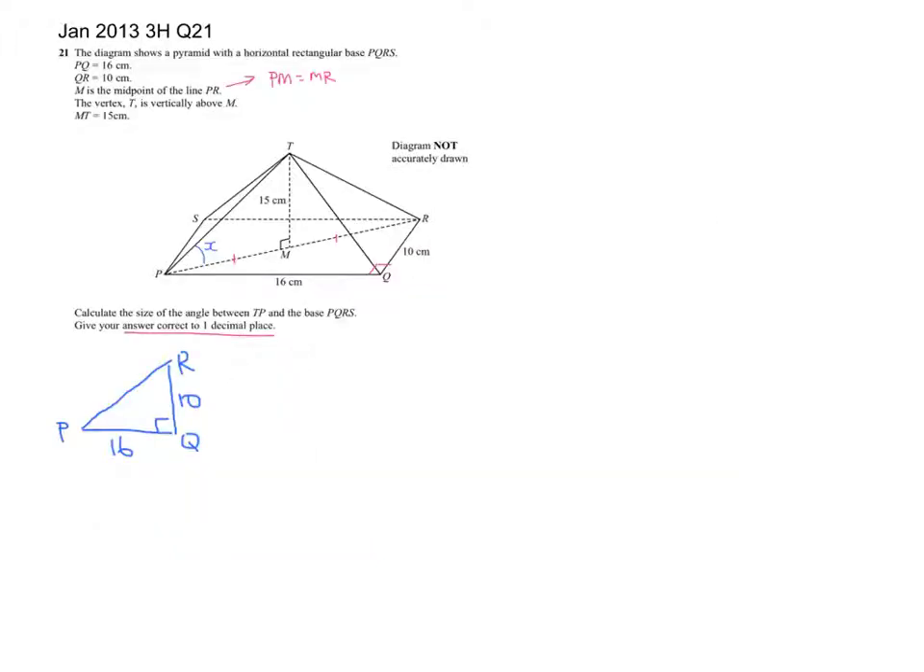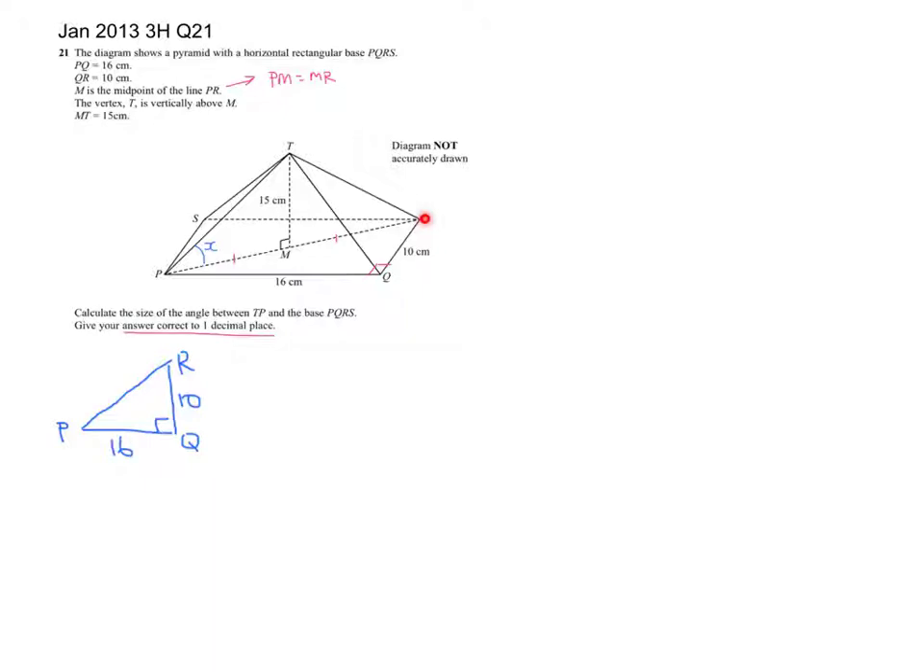If I was thinking backwards, if I wanted to find this angle, what would I need? Well, I've got this length and it's a right angle triangle here, so it would be great to have PM, because then 15 divided by PM is tan x, and I could calculate x. I can't get PM directly, so I'm going to calculate PR first, and then halve it, because I know that PR is twice PM.